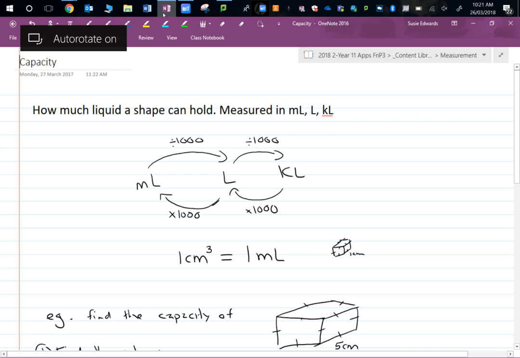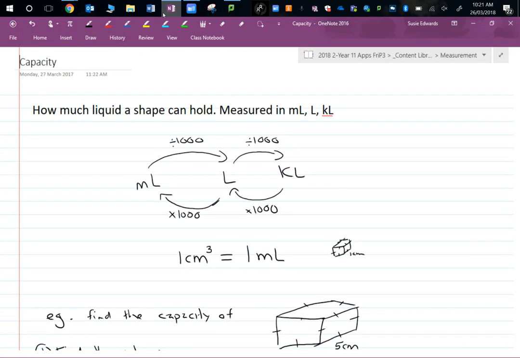All right, so capacity is our last part of this measurement. We've still got a similarity in triangles, but that's a little bit different. Okay, so this is the last part other than the applications. This is the last part of measurement. So we've done area, we've done perimeter, we've done surface area, we've done volume. Volume is attached to capacity.